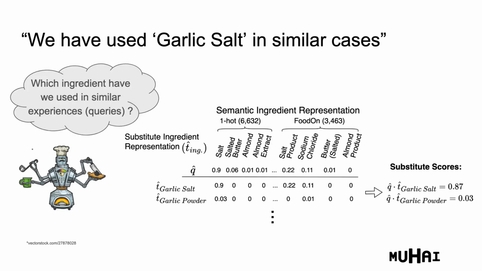For each ingredient, the agent learns a separate substitute ingredient representation, based on past substitution experiences or queries, where this ingredient has been used as a substitute. To estimate whether an ingredient is a good substitution for a given query, we calculate the inner product between the query representation and the substitute ingredient representation of a candidate ingredient. In this case, the best match is the garlic salt ingredient.